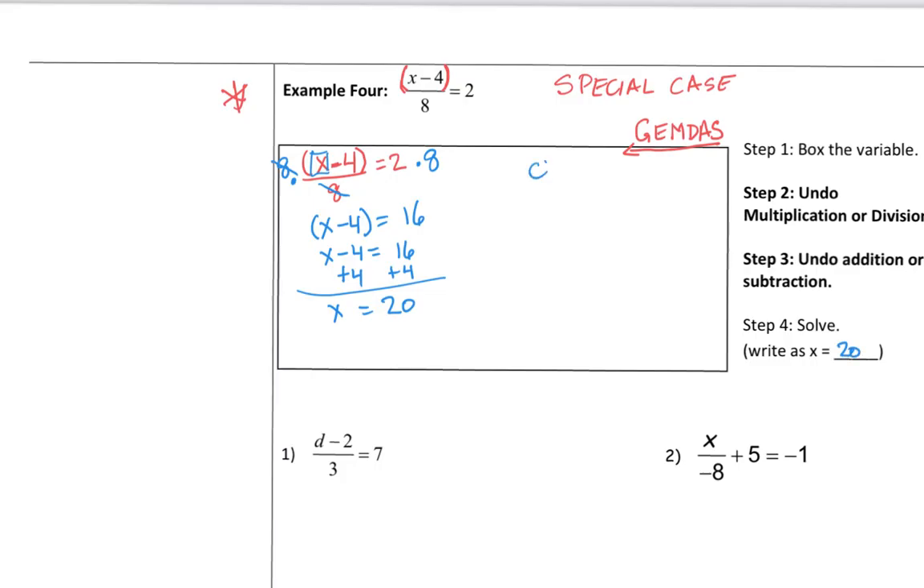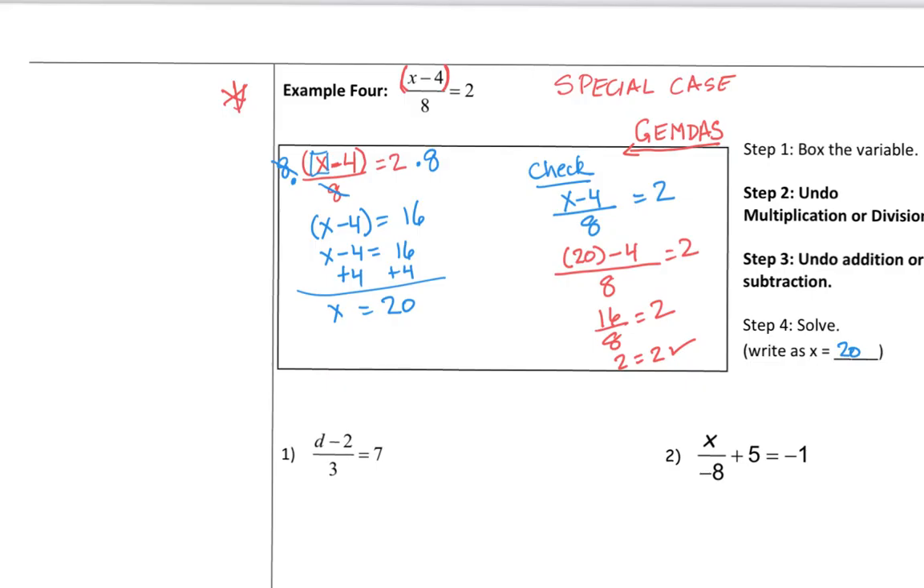I can do a check to see if I did indeed do this correctly. And if I did it correctly, things would work out well. So I have x minus 4 over 8 has to equal 2. I'm going to go ahead and input the value for x in parentheses like that. Plug that in using parentheses. Over 8 equals 2. Well, 20 take away 4 is 16. Over 8 equals 2. 16 divided by 8 is 2. 2 equals 2. Check, I'm right.